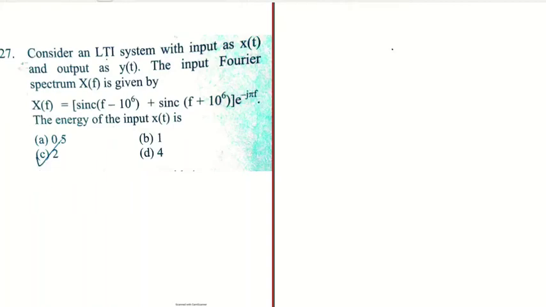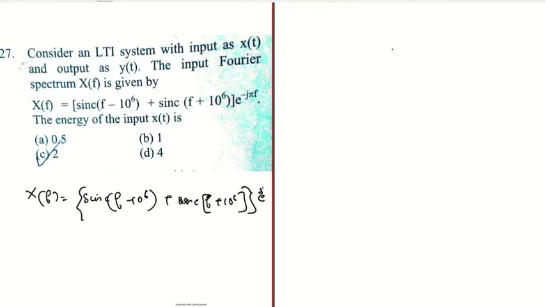Here we consider an LTI system with input x(t) and output y(t). The input Fourier spectrum, that is our X(f), is given here. We have to find the energy of the input x(t). X(f) is given as sinc(f − 10^6) + sinc(f + 10^6), multiplied by e^(−jπf).